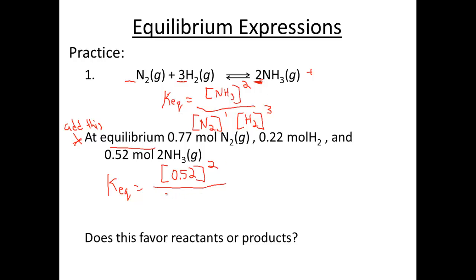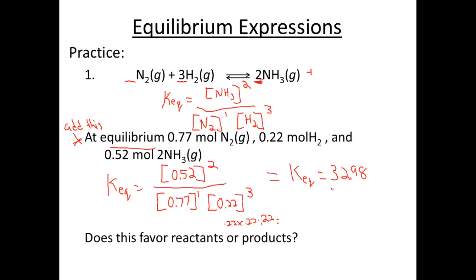Part 2, our reactants, we would have from nitrogen 0.77 moles, and with nitrogen it's just to the first power, times the concentration of hydrogen 0.22 to the third power. Numbers on top, 0.52 squared divided by 0.77 times 0.22 cubed, so 0.22 times 0.22 times 0.22 would be cubed. In the end, our KEQ for this reaction is about 32.98.